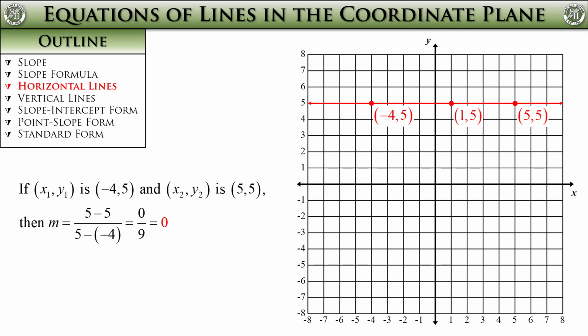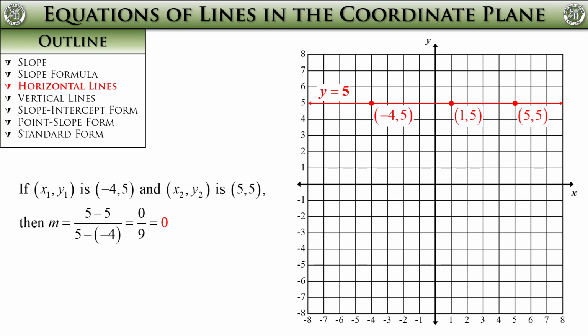What about the equations of horizontal lines? I have plotted 3 points here to illustrate that for all 3 points, the y value doesn't change. In this example, y is always 5. X keeps changing, but y stays the same. X is actually irrelevant and doesn't even show up in the equation. The equation is simply y equals 5.